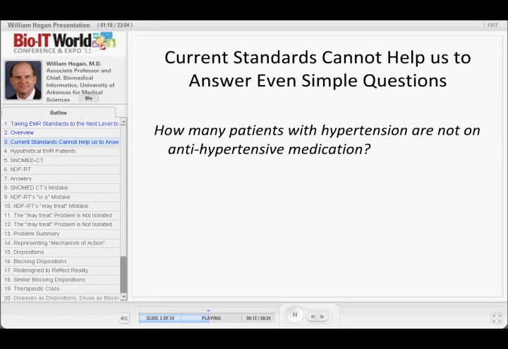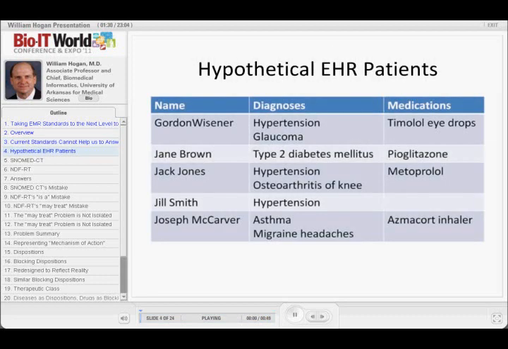But these standards can't help us answer even simple questions from the EMR. For example, if we just wanted to know how many patients that have hypertension are not on an antihypertensive medication, we'll get wrong answers. Let me illustrate. Here's some hypothetical EHR patients, with help from my children on picking the fake names. We have 5 patients. 3 of them have hypertension, Gordon Weisner, Jill Smith, and Jack Jones, and only 1 of them is on an antihypertensive, and that's Jack Jones.